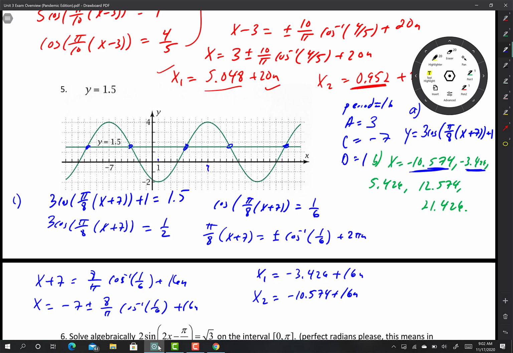So if I take the negative 10.574 and I add 16, I'm going to be at the 5.426. If I take the 5.426 and I add another 16, I'll be at the 21.426. If I take the negative 3.426 and I add 16 to it, guys, I'll be at 12.574. There you go. I found them all, guys. Yay.